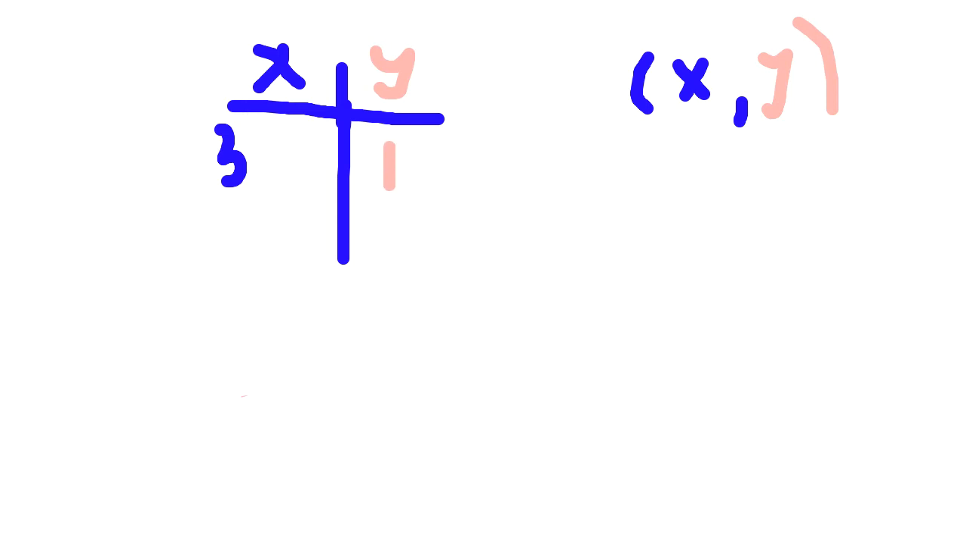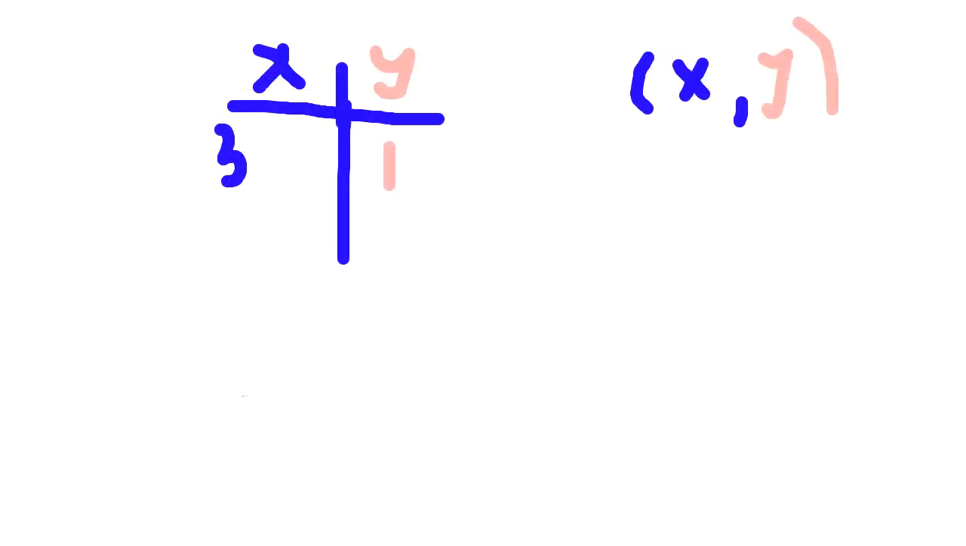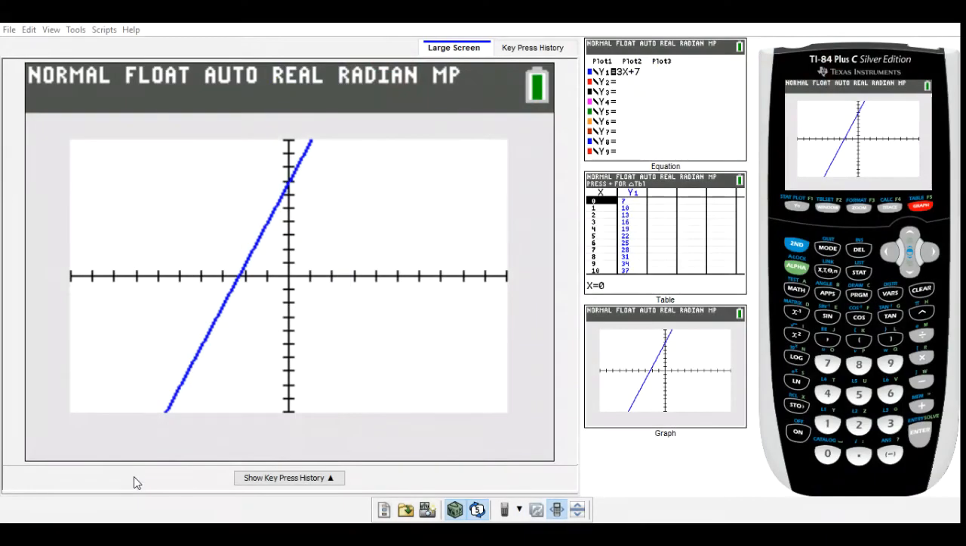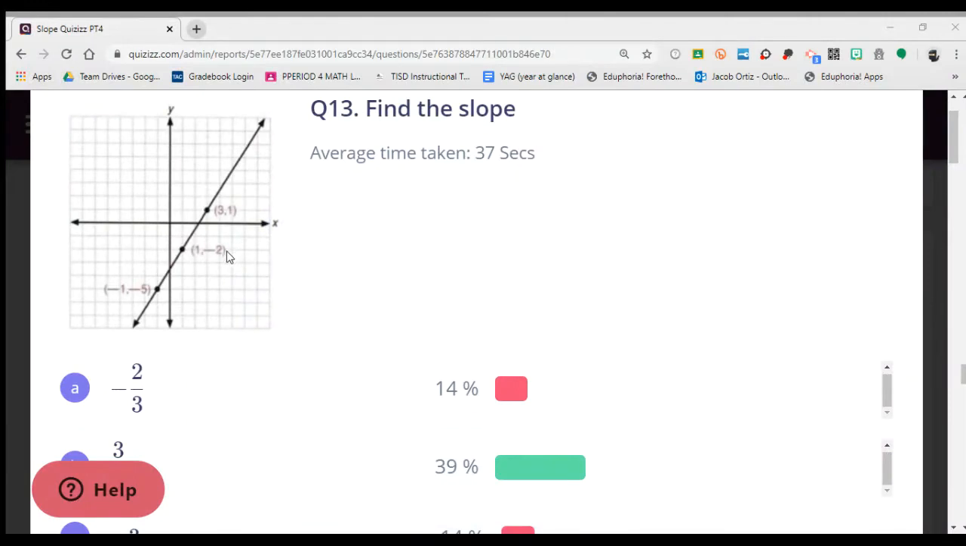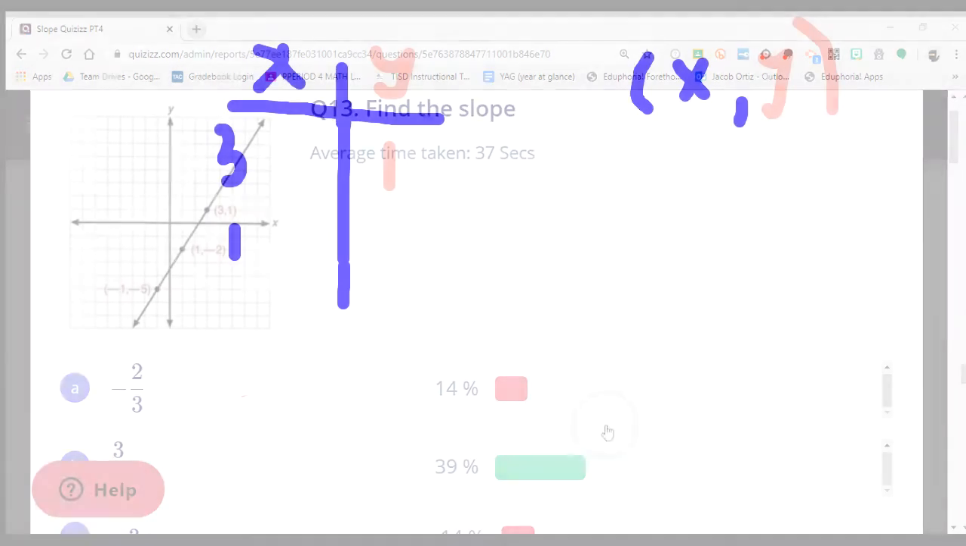Let me pick one more point. Like I said, you can either pick 1, -2, or -1, -5, it doesn't matter. I'm just going to use 1, -2. So my x is 1 because it comes first, and my y would be -2 because it comes second.